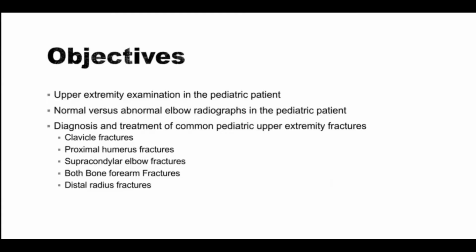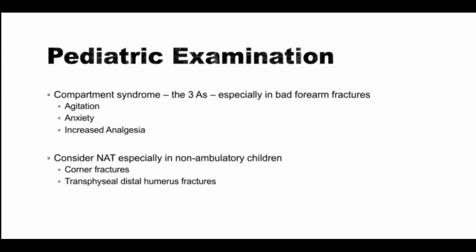So in pediatrics, compartment syndrome, like you've learned in other lectures through this series, the 5 Ps aren't as applicable, but rather the 3 As. And we do think about this in the forearm fractures especially. So look for agitation, anxiety, and increased analgesia, as some of the patients can be otherwise harder to pick up on compartment syndrome. And then do think about NAT for all children, especially non-ambulatory children.